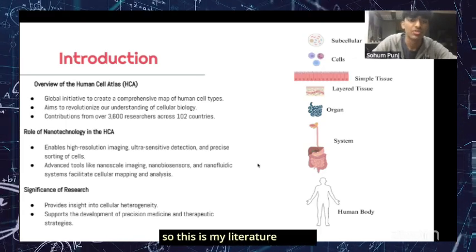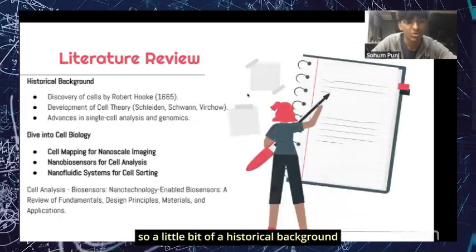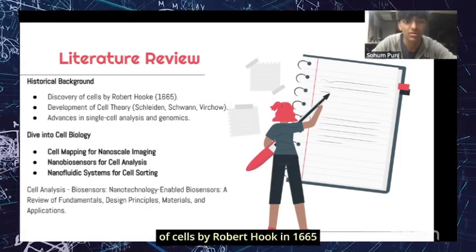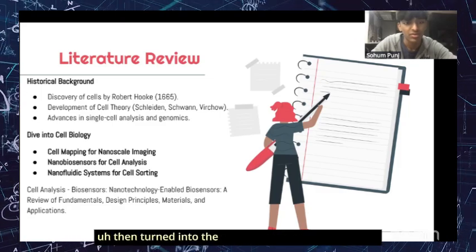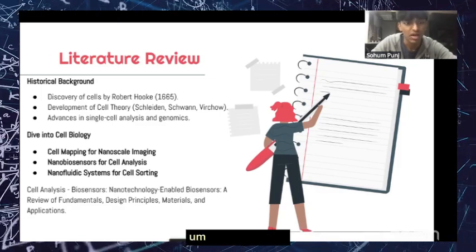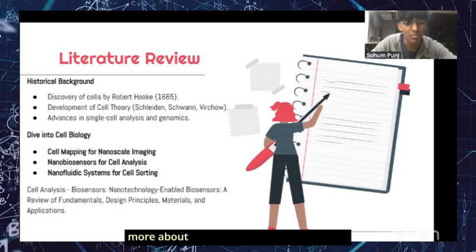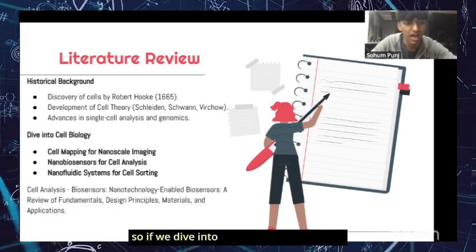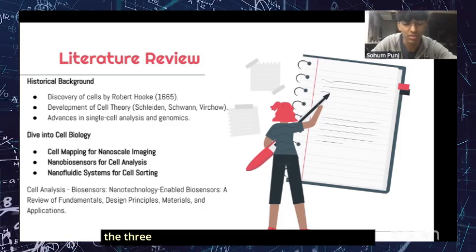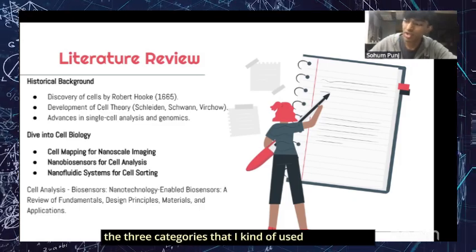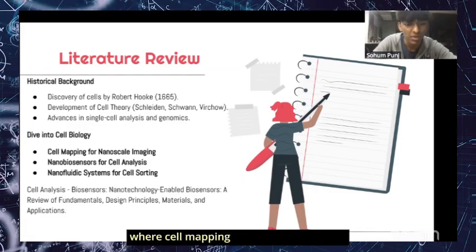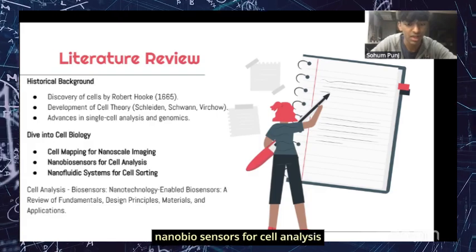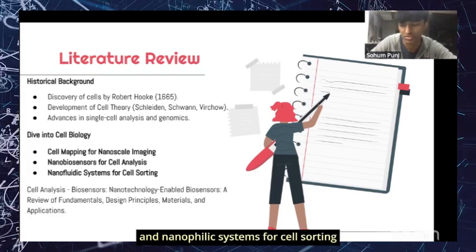So this is my literature review. A little bit of historical background. This project, of course, started with the discovery of cells by Robert Hooke in 1665, then turned into the development of the cell theory. And now it's more about advances in single-cell analysis and genomics. If we dive into cell biology for a minute, the three categories that I used to talk about were cell mapping for nanoscale imaging, nanobiosensors for cell analysis, and nanofluidic systems for cell sorting.